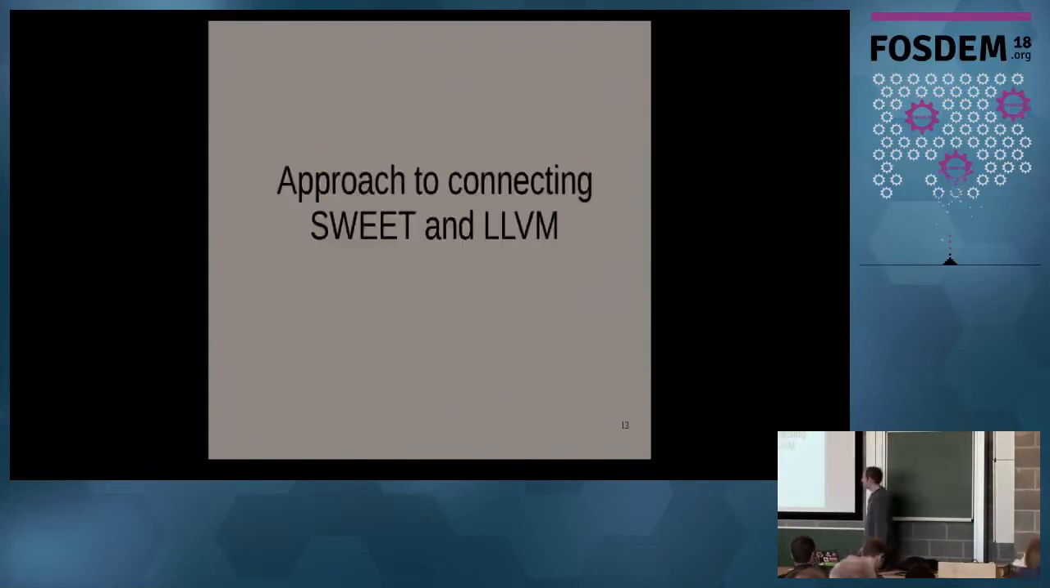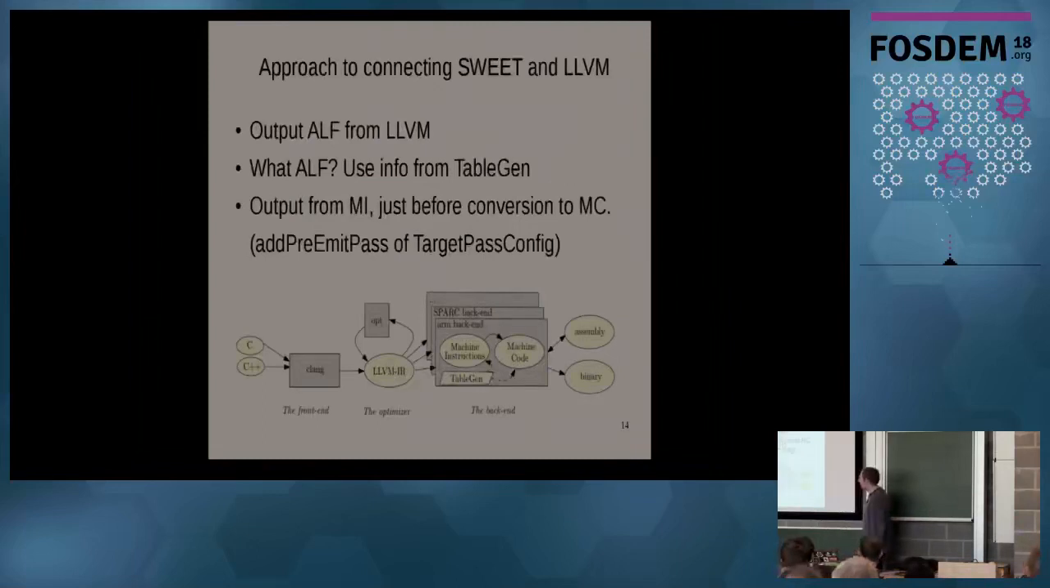So next was my approach in the project to connect the SWEET tool with LLVM. The whole thing is to output ALF from LLVM, because SWEET uses ALF, so that, you might say, is easy. The thing is that this ALF code needs to be exactly semantically the same as the instructions on your processor. If you make a mistake, then your analysis is wrong, and the worst case execution time is wrong, and that's a really big problem.